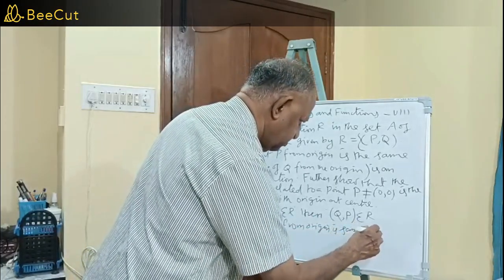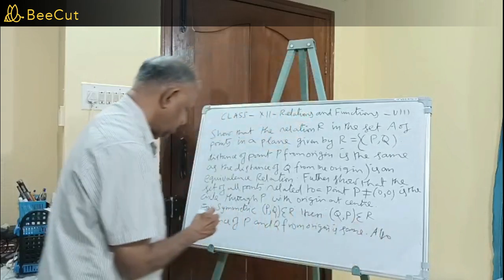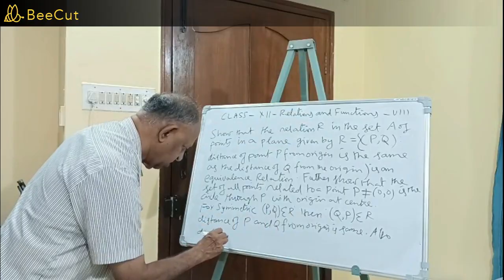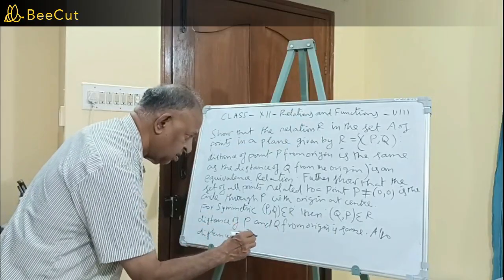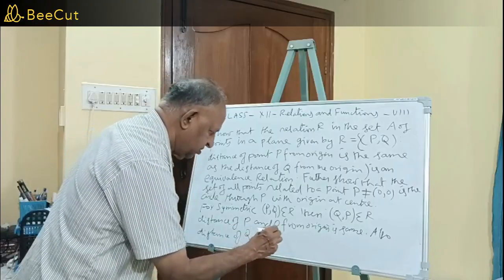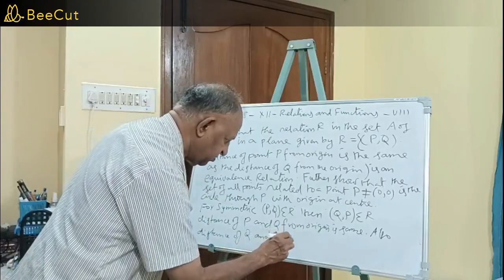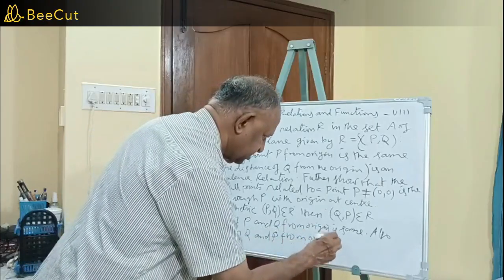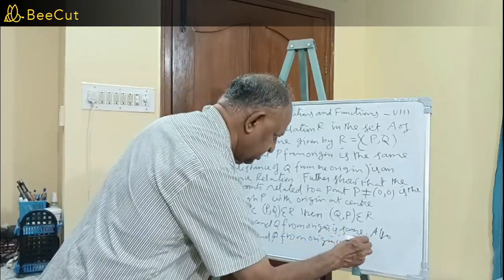Also, the distance of Q and P from the origin is the same. Hence, it is symmetric.